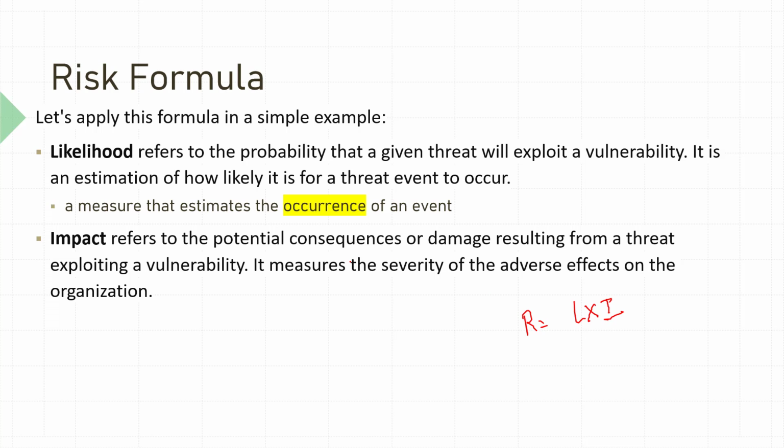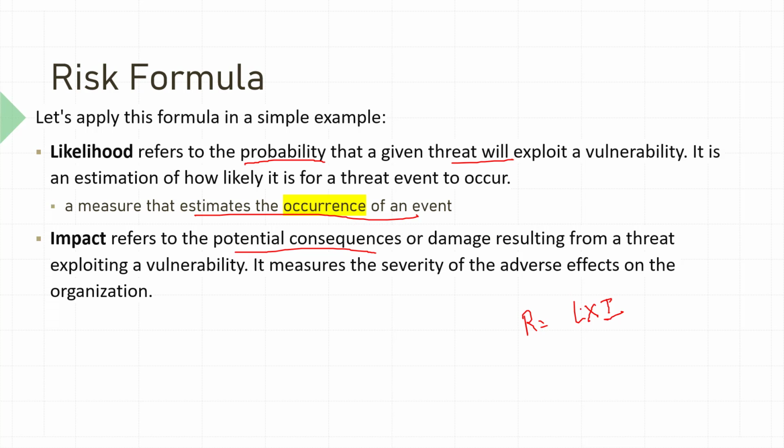So what is likelihood? If you go by the definition, it refers to the probability that a given threat will exploit the vulnerability. It means we're talking about the chance of occurrence. That's why we say it measures the estimate of the occurrence of an event. That is called likelihood. And impact refers to the potential consequences of damage resulting from a threat exploiting the vulnerability. That is called impact.